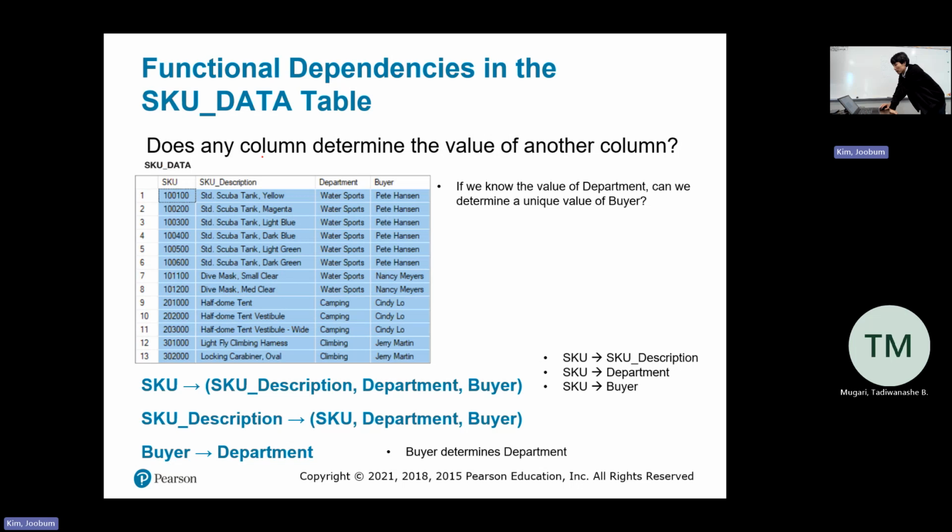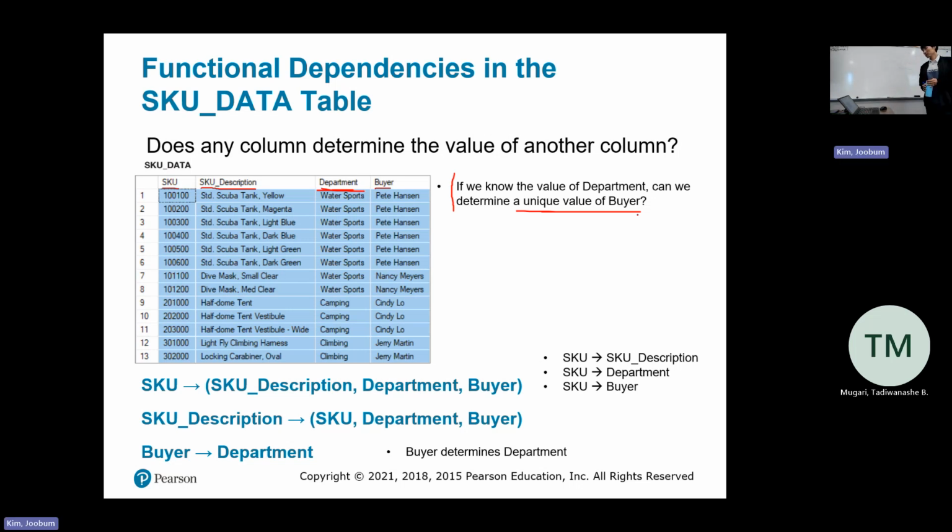So the question is, does any column determine the value of another column? This is a table relation, SKU data. The columns are SKU (stock keeping unit), SKU description, department, and buyer. There are 4 columns and then rows, something like this. So the question is, if you know the value of the department, can we determine a unique value of a buyer? What do you think?